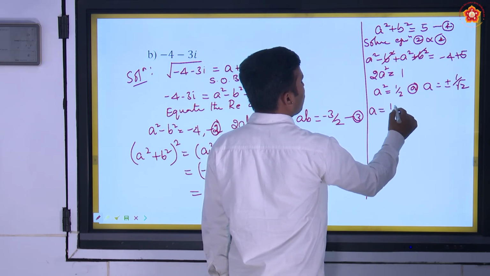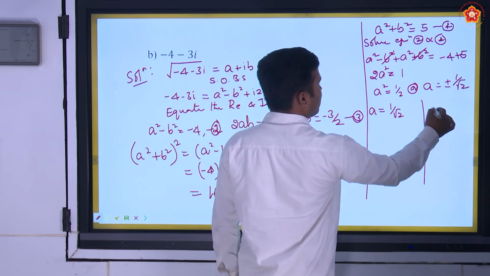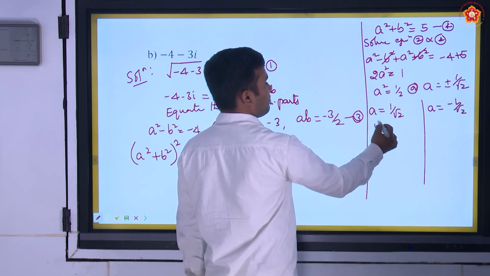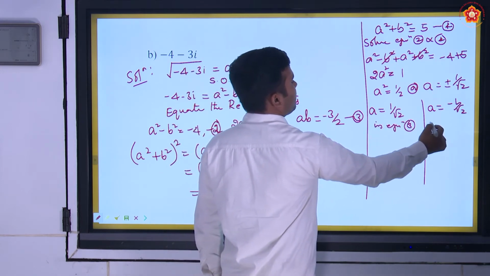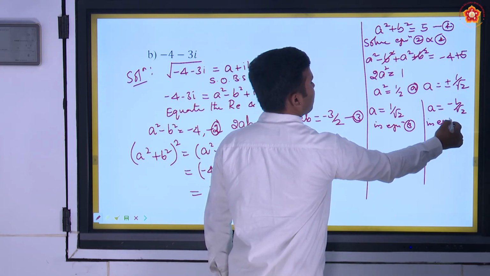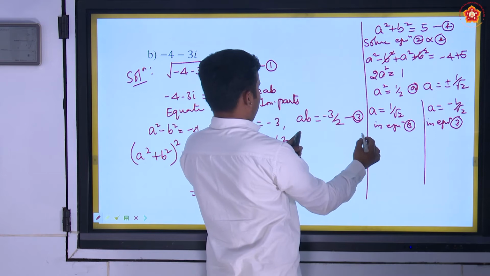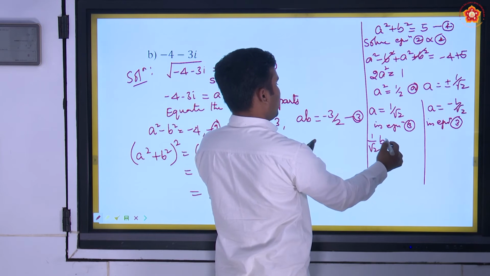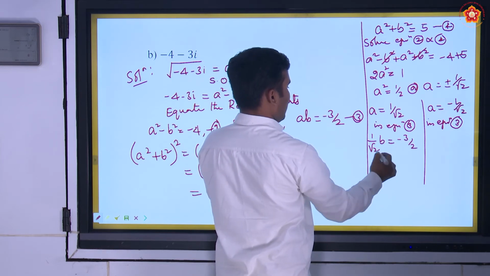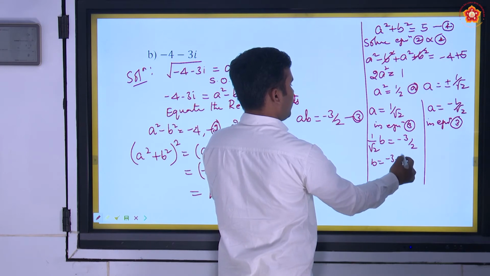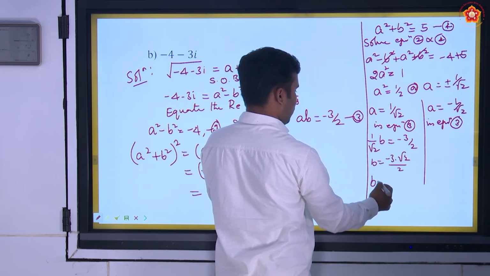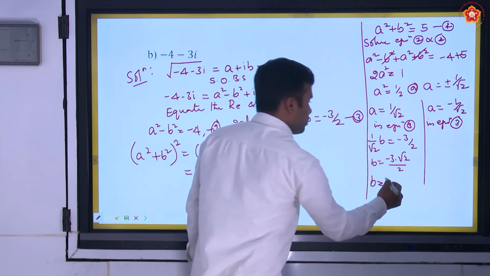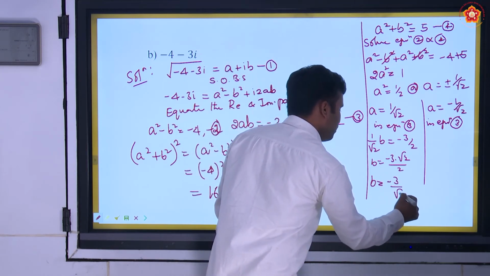Now take a is equal to 1 by root 2 as well as a is equal to minus 1 by root 2 in equation 3. So what will you get if you take a is equal to 1 by root 2? That is 1 by root 2 into b is equal to minus 3 by 2, and this gives b is equal to minus 3 into root 2 divided by 2, and 2 can be written as root 2 into root 2, one of the root 2 will get cancelled. So I will get minus 3 by root 2.